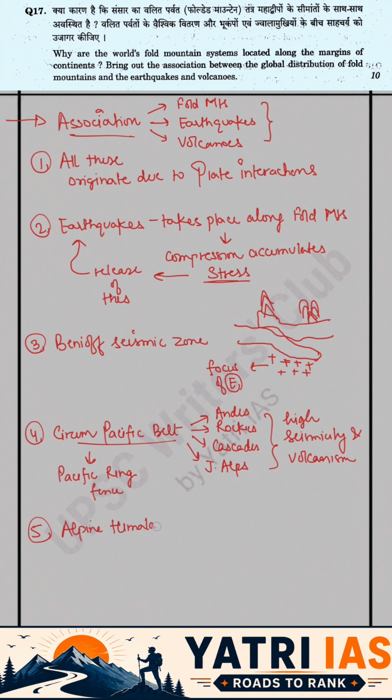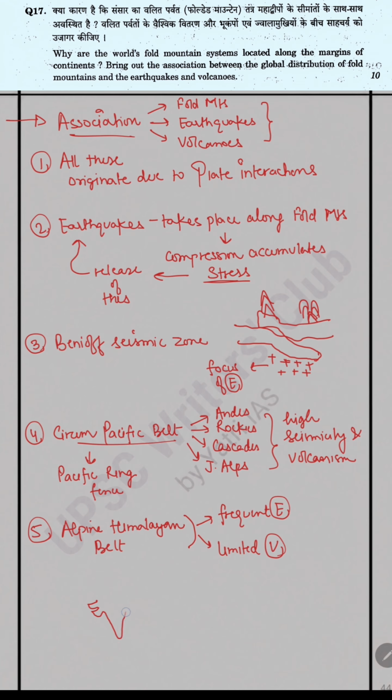Then you would mention the Alpine Himalayan belt. This also has frequent earthquakes, but very limited volcanoes. And the reason is, first, where is this Alpine Himalayan belt? Like, this is India. This is the Alpine Himalayan belt. This is also a very important region in Italy as well, which is very prone to earthquakes and volcanoes. But the Himalayan belt has very high seismic activities, but very limited volcanoes.